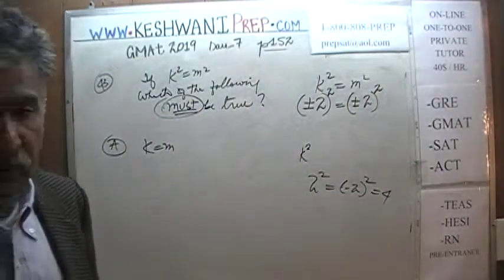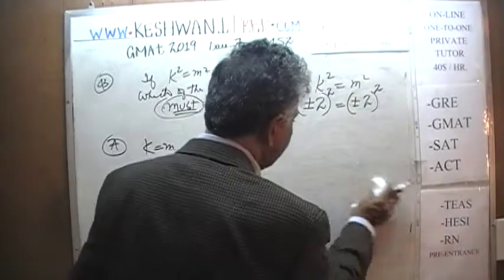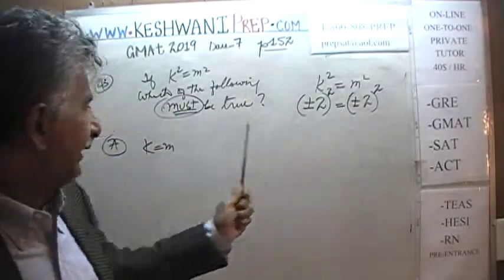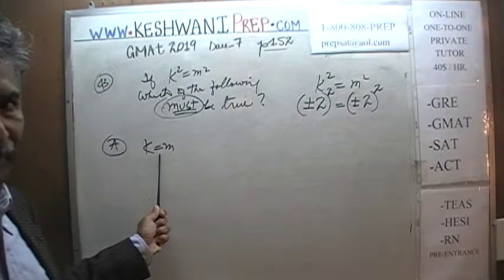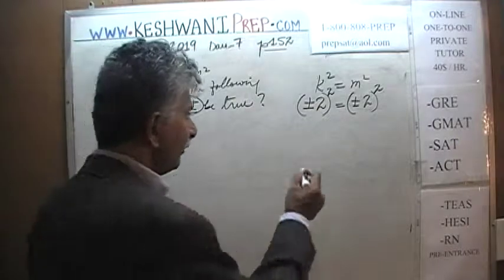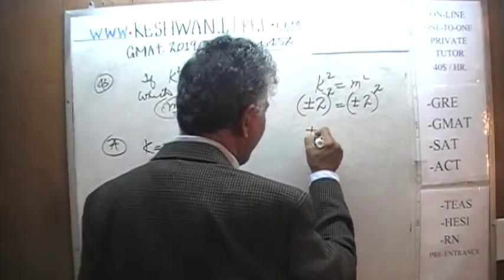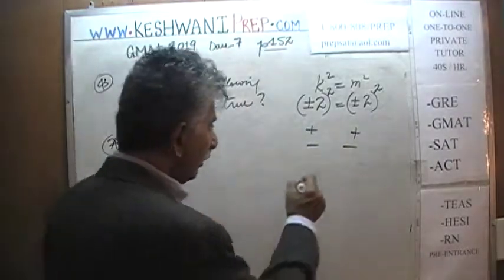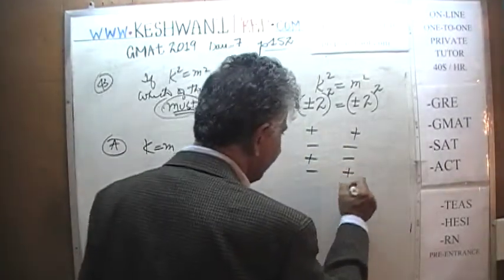The reason why a lot of people are going to get this question wrong is because this is the part that they miss. When k squared equals m squared, that does not necessarily mean that k is equal to m. There are four possible scenarios. Either k is positive and m is positive, they are both positive, or they are both negative, or one is positive and the other one is negative, like this.